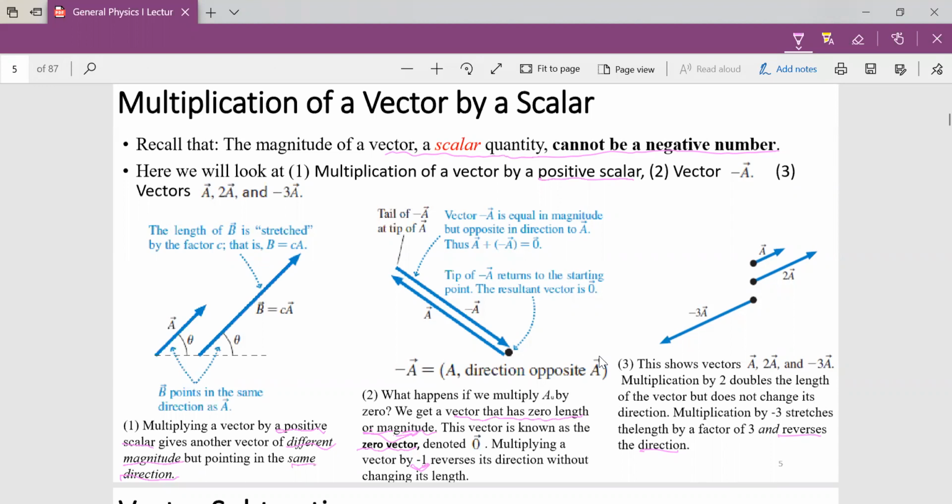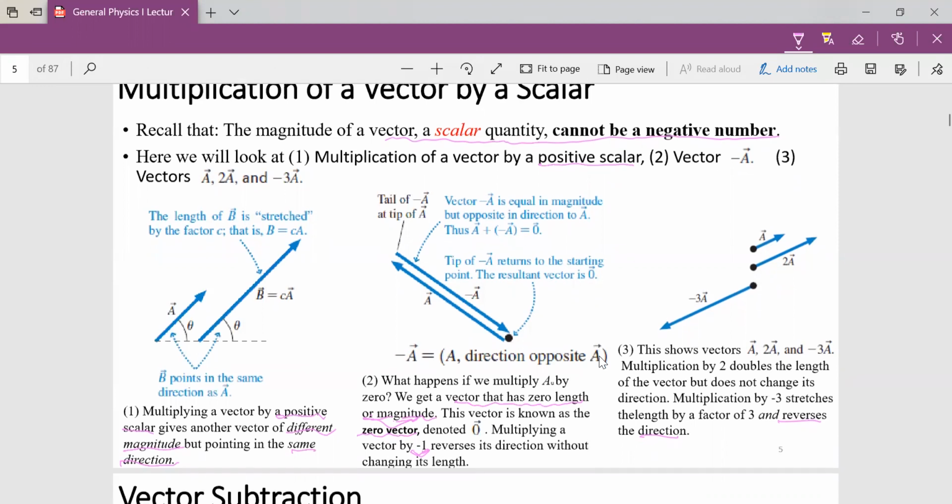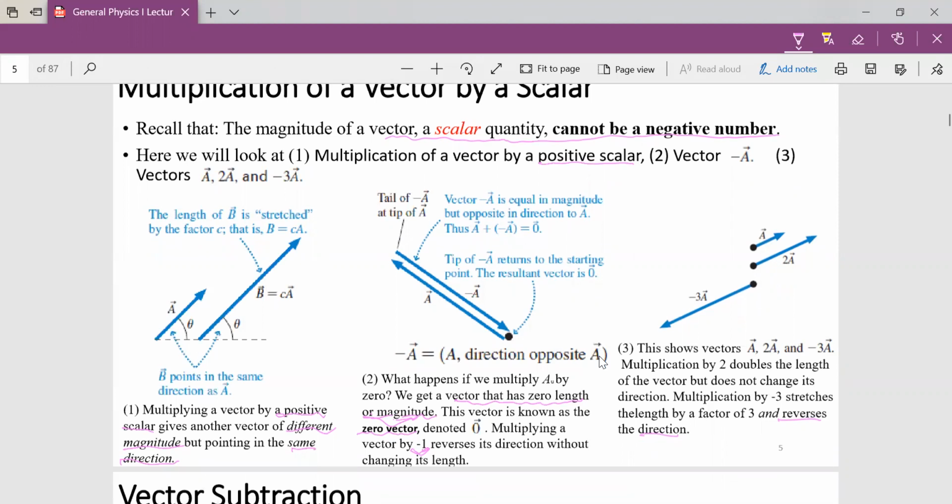So we'll see a case whereby we multiply the vector with a positive scalar, which can be any positive number. What is worthy of note in such a case is that when you multiply a vector with a positive scalar, it will give you a different vector, but it will point in the same direction, okay? So this is the case here.